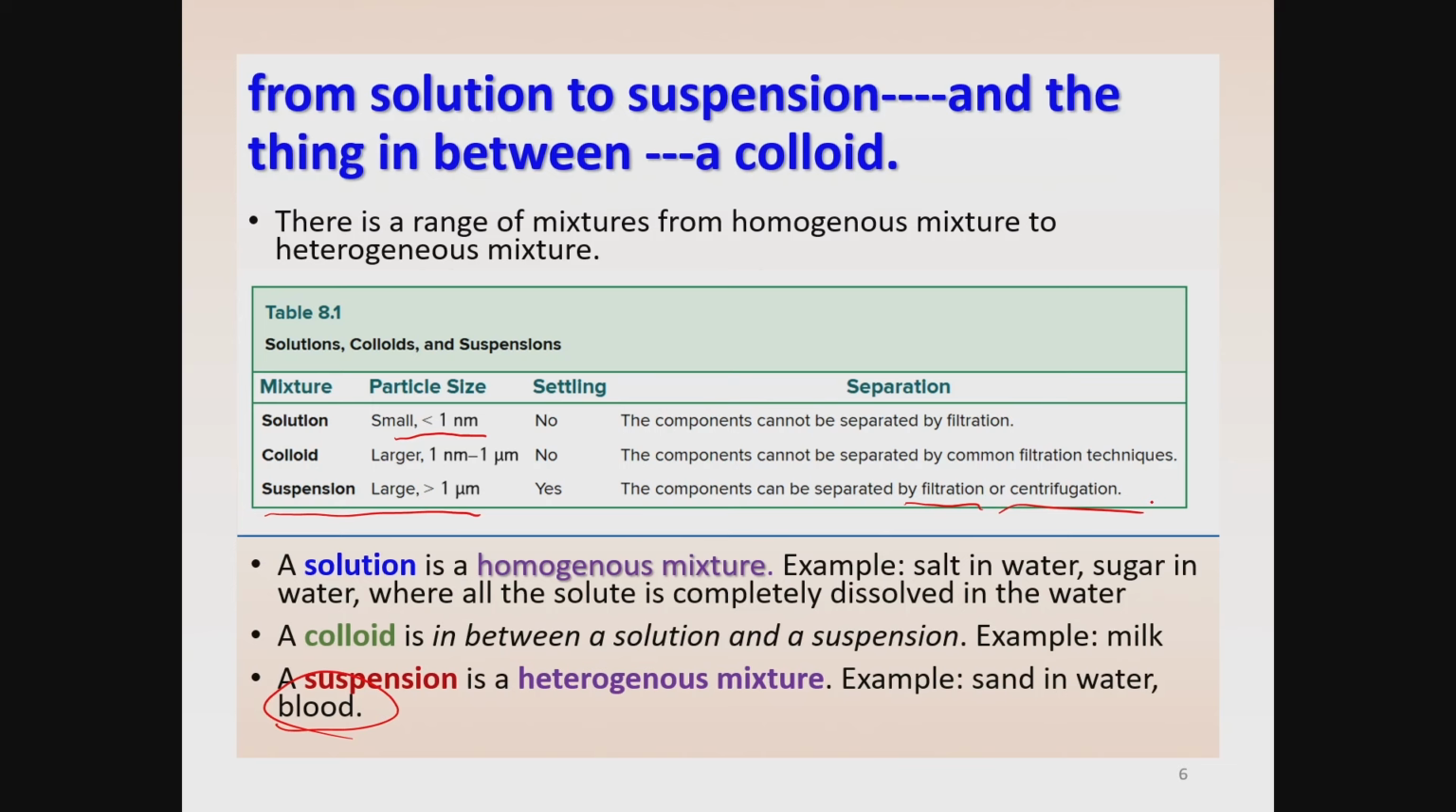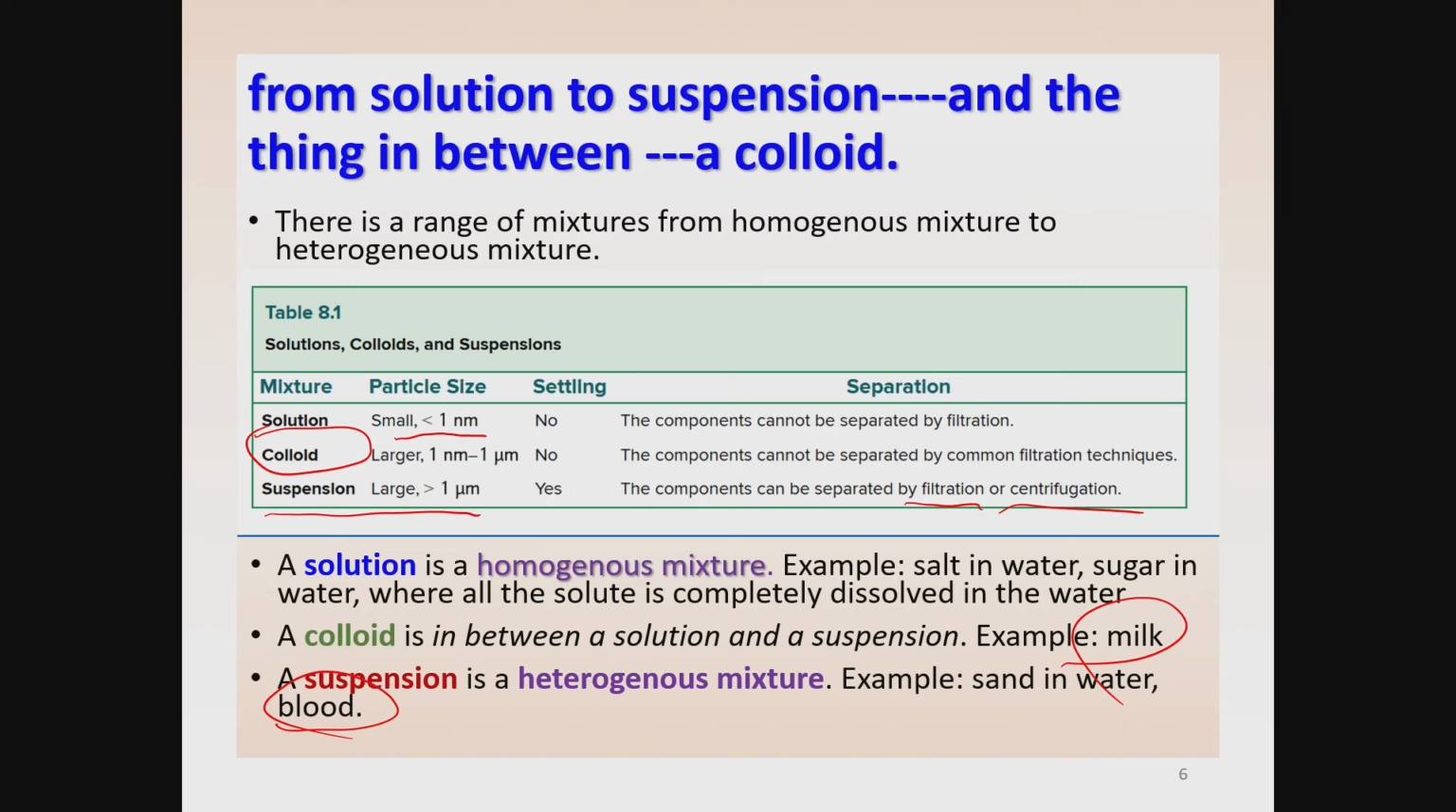So it kind of raises the question, is there sort of an in-between place between solutions and suspensions? And the answer is yes. If you have particles of an intermediate size, then you could have a colloid. So I think to imagine a colloid, the best way is by thinking of a good example of that, which is milk. So milk is a wonderful example of a colloid.